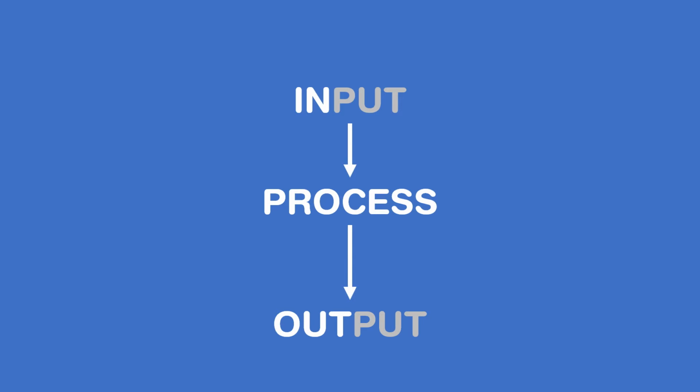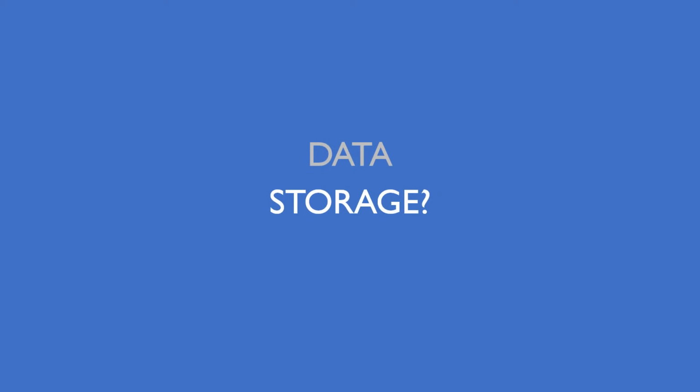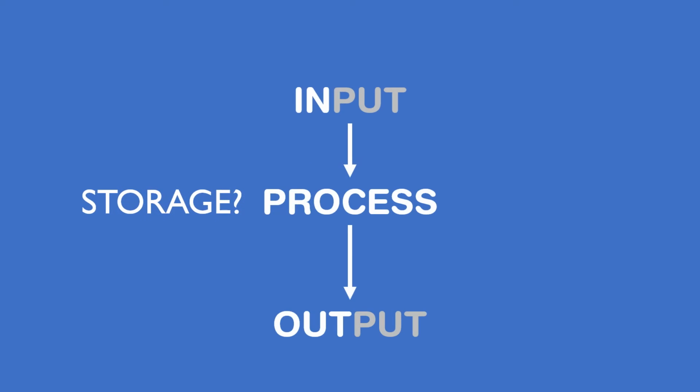Now, this model, input, process, output, doesn't include the fact that computers store data inside them, which you may have seen in that definition of computer. But actually, you could count this as still part of the process, because although the computer is storing that data, it still has to process and output it for you to see it.